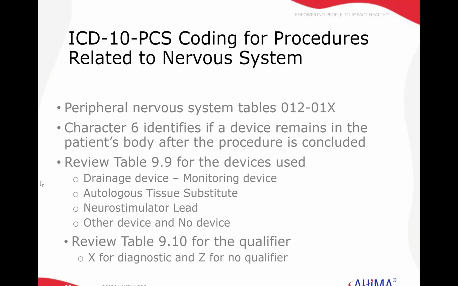And character 6 is the device. Sometimes if you're seeing a device that you're not really clear on what it is, it's useful to, say, go to Mayo Clinic and take a look at what it is, right? That's always helpful. And then lastly, to determine if there's no qualifier or if this is something that's being done for diagnostic purposes only.